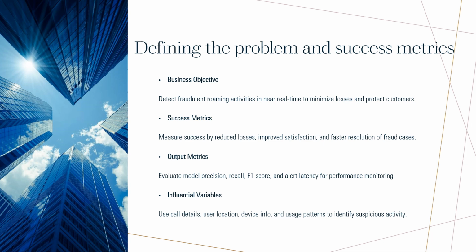The primary business objective is to detect fraudulent international roaming activities in near real time to minimize financial loss and protect customers. Success will be measured by outcome metrics such as reduced fraud-related losses, improved customer satisfaction, and faster fraud resolution. Output metrics include model precision, recall, F1 score, and alert latency.